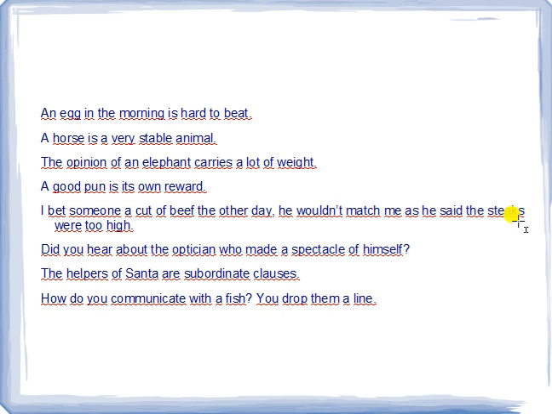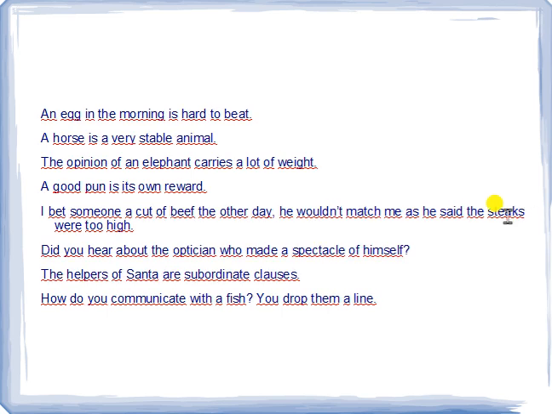The stakes were too high. The pun there is in the spelling. I mean, stakes is what's at risk is too high. But since we were talking about beef, now this is steaks, spelt as in beef steaks. The optician who made a spectacle of himself. Ha ha. The helpers of Santa are subordinate clauses. How do you communicate with a fish? You drop them a line. As soon as we're playing with the word, it's a pun.